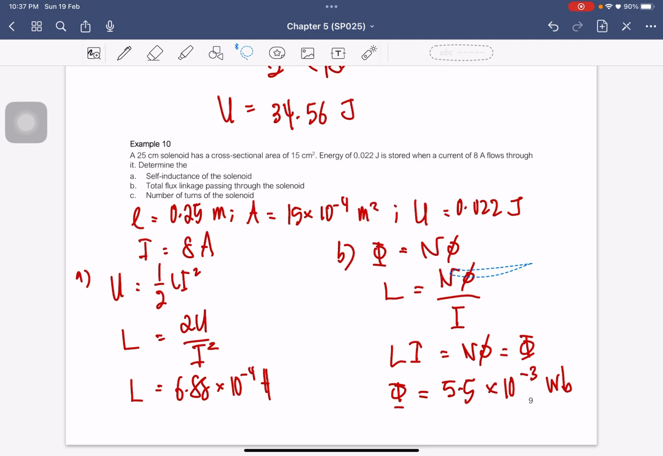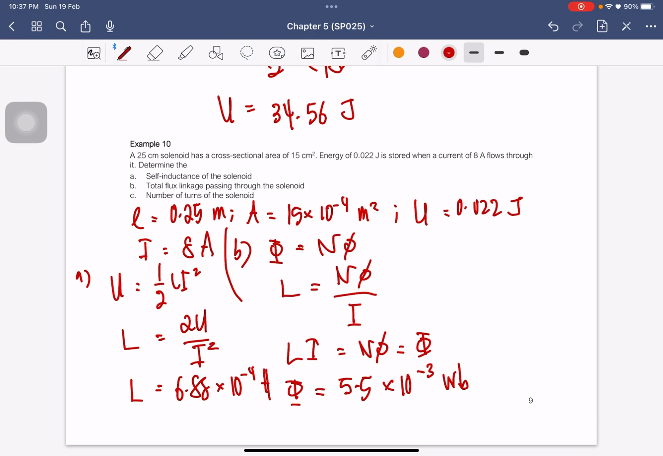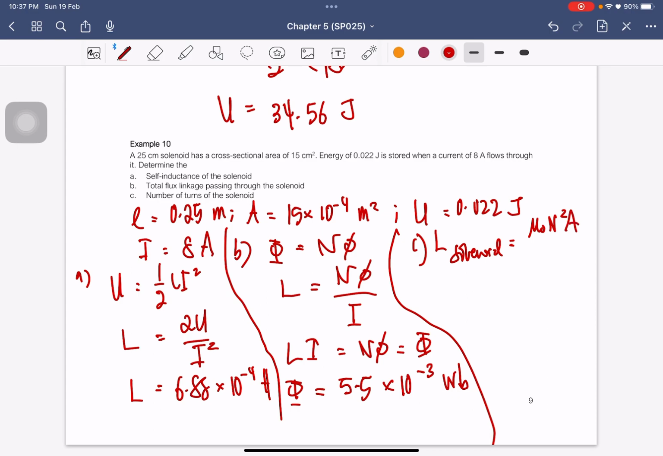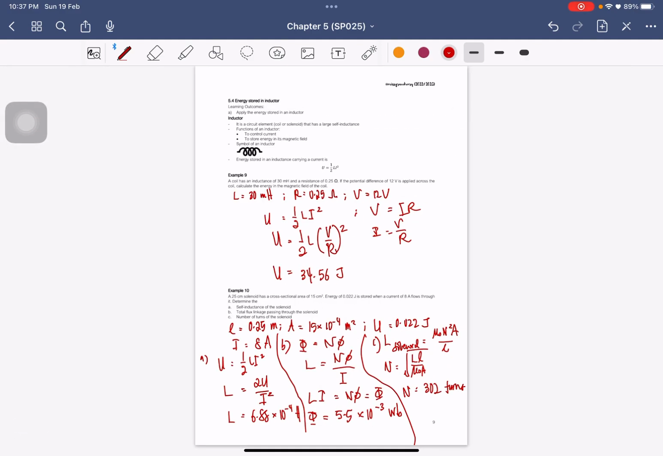Question C, the number of turns. We can use the solenoid formula, which is mu naught N square A over L. Rearrange for the number of turns, and you will get the square root of L, italic L, over mu naught A, and you will get the number of turns to be equal to 302 turns. Alright, okay. So that is example number 10, and that's all for subtopic number 4.